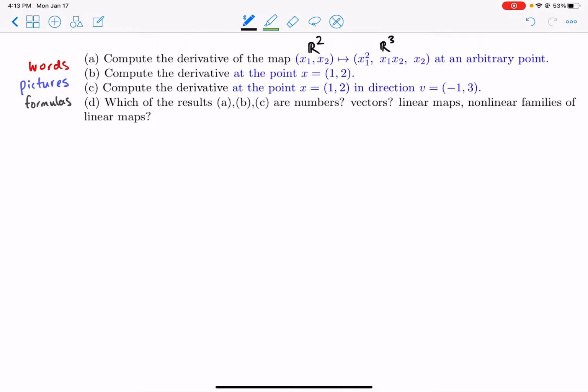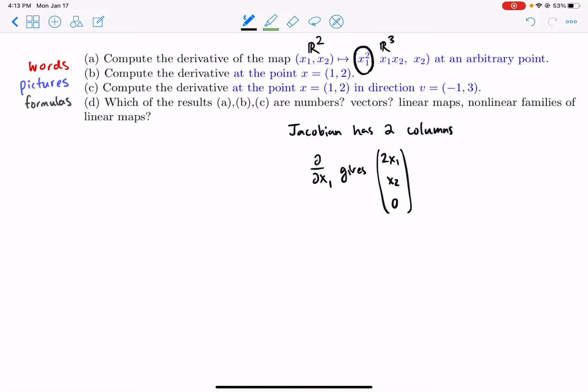Okay, and so because there's two inputs, the Jacobian will have two columns. So I'll just write that. Jacobian has two columns. So the partial derivative with respect to the first variable, x1, is what it's called in this particular example. It gives a velocity vector, 2x1, x2, 0. Do you see how I got that? The 2x1? Do you see how I got x2? And the last one is 0.